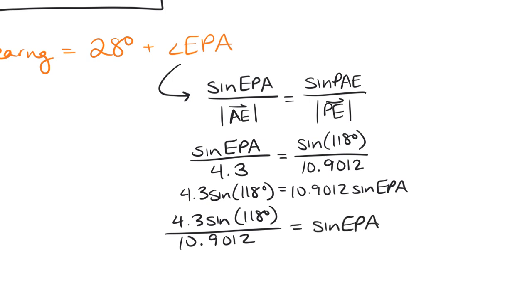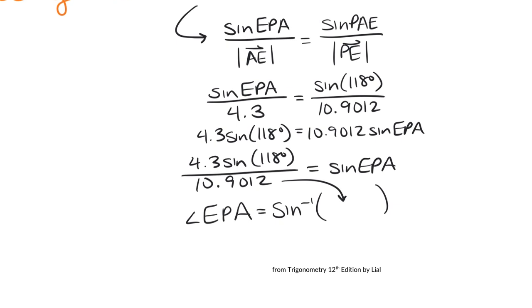Can I throw that in a calculator yet? No. What do I have to do on both sides? So the angle EPA will be equal to the inverse sine of all of this. So the measure of EPA is 20.3822 degrees.